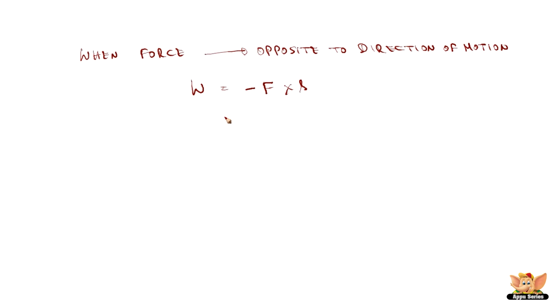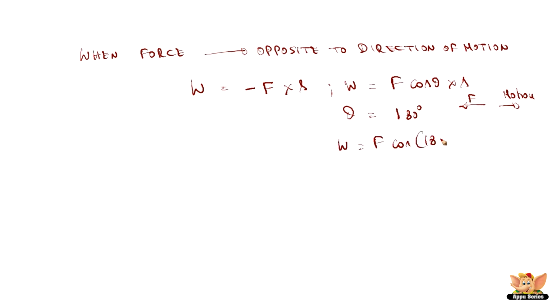How? Because we know that work is F cos theta into S. Now what happens to theta when they are opposite to each other? Force is in this direction and motion is in the opposite direction. Then what happens to theta? It is 180 degrees. So W becomes F cos 180 into S. And cos of 180 is minus 1. So this becomes minus F into S.